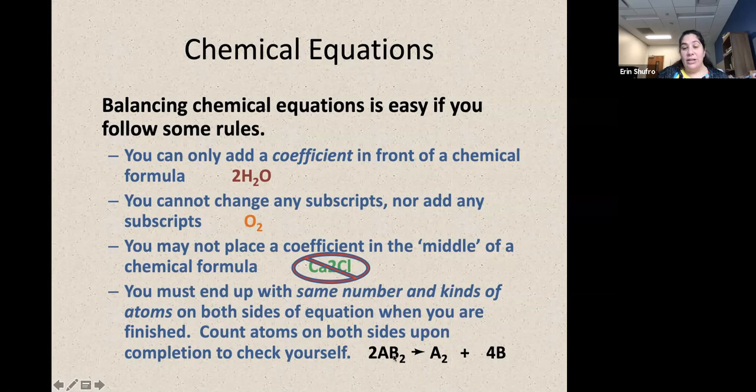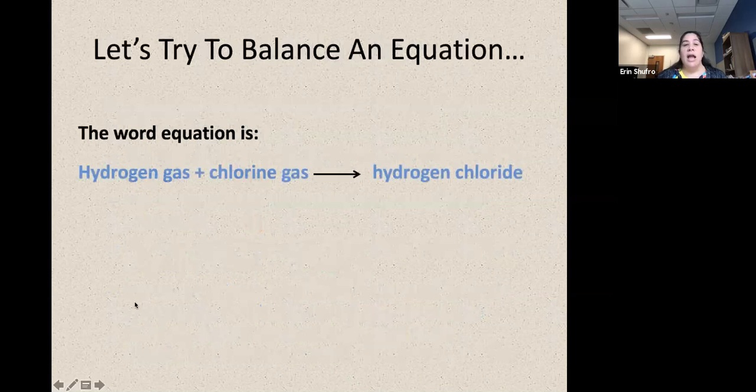4 B's on the left, you better have 4 B's on the right. Okay. So again, the only numbers you can change when balancing a chemical equation are the coefficients. You cannot touch the subscripts or stick a coefficient in the middle of a molecule in order to make what you want. Okay. All right, so let's try to balance an equation.